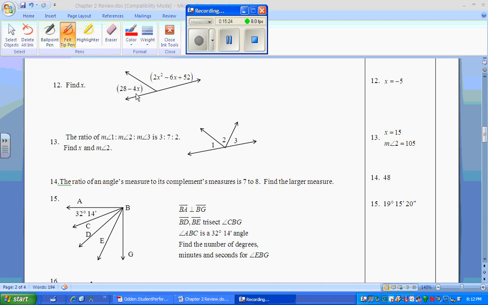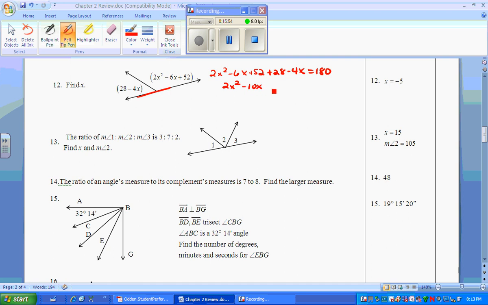Page 2, we started out with a picture. We have this angle 28 minus 4x. This angle is 2x squared minus 6x plus 52. Well, what do you notice? It's making a straight line. Two angles that are adjacent form a straight line, or are supplementary. So we can say that 2x squared minus 6x plus 52 plus 28 minus 4x equals 180. We need to simplify that. This side simplifies to 2x squared minus 10x plus 80 equals 180.